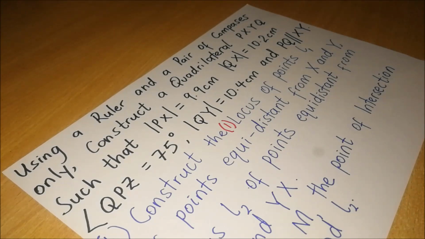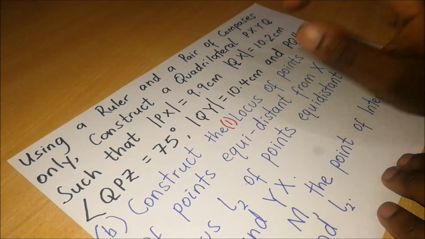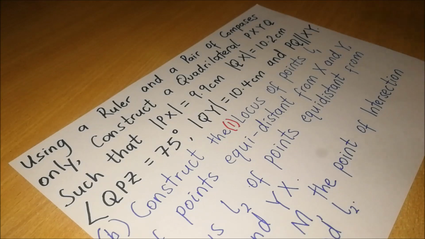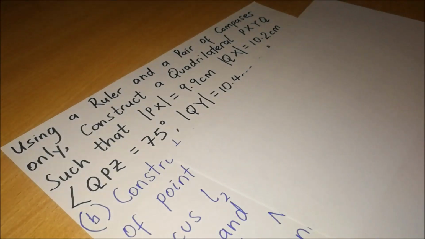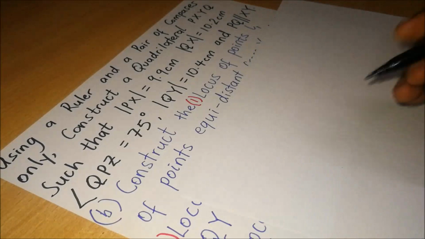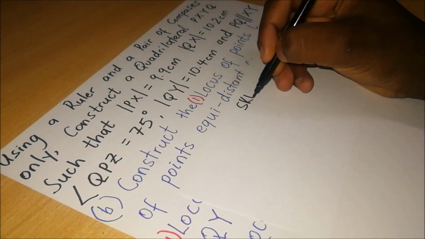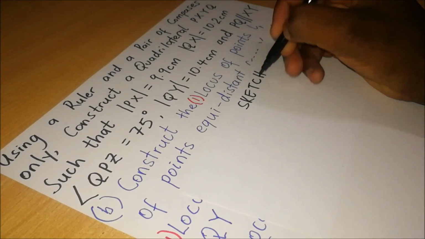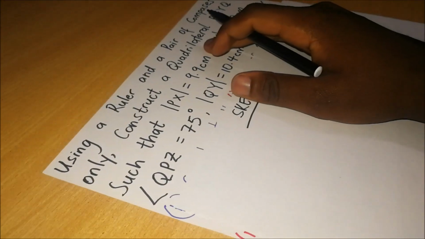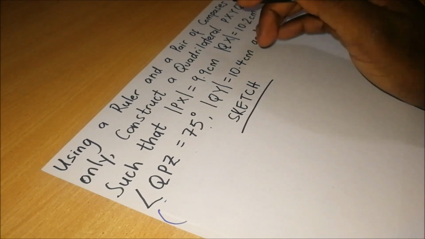So the first thing we are going to do is to summarize this question using a sketch. Then it is from the sketch that we are going to go ahead and construct the actual diagram. We'll begin by drawing a sketch. So we shall start this way. We shall say sketch, and then we shall summarize the question.